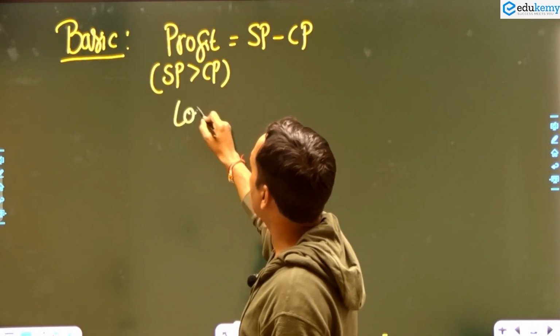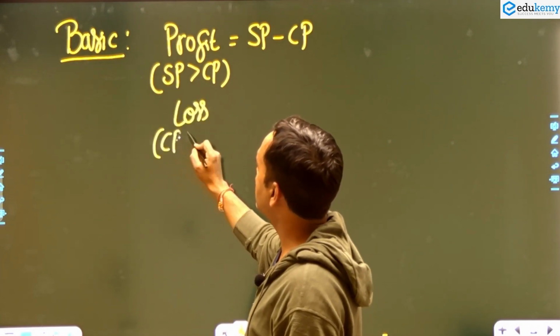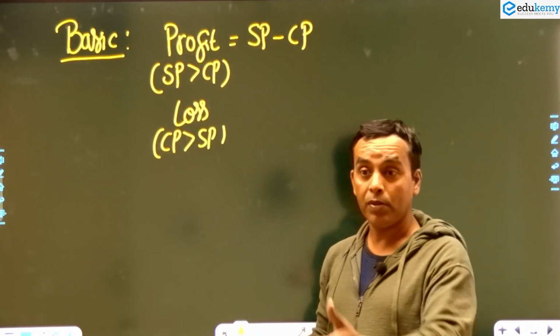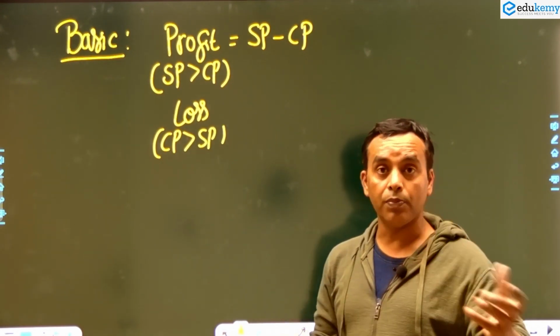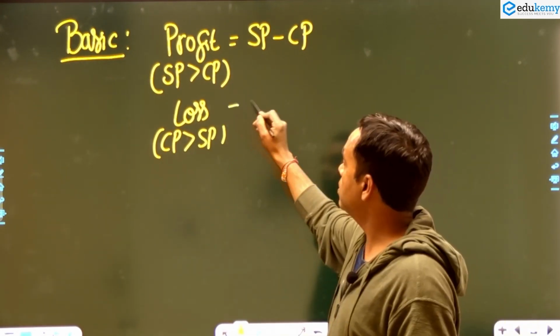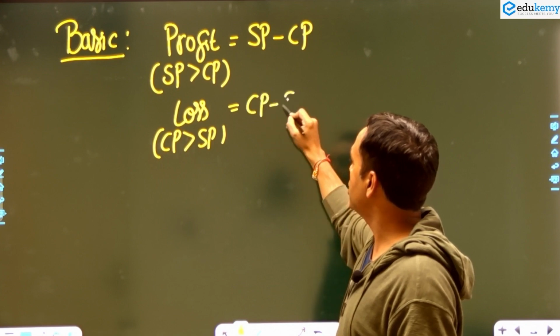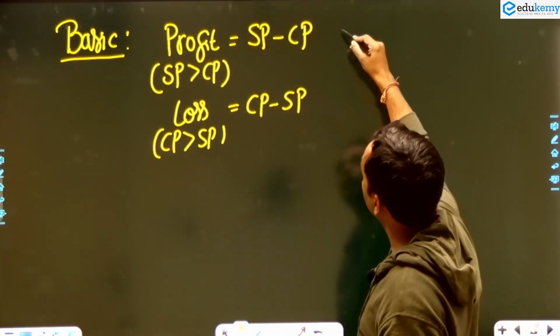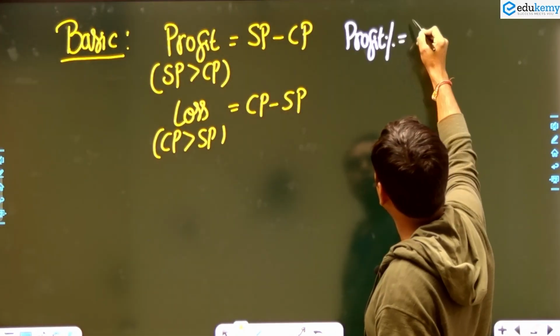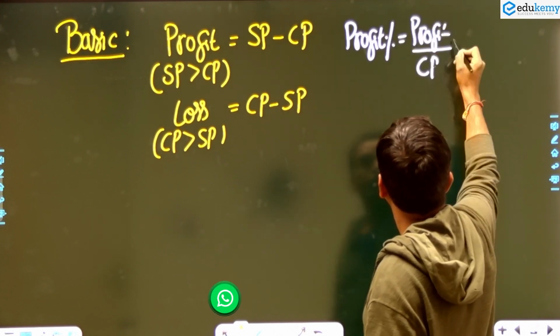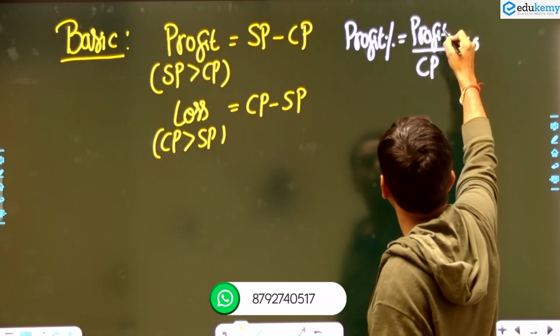Sometimes you will get the loss if CP is greater than SP. Definitely, if your purchase price is more than your selling price, then you will get the loss, and loss is CP minus SP. It is the basic formula, school level. You want to find out the profit percentage. It is profit divided by CP into 100. It is a simple formula for profit percentage.